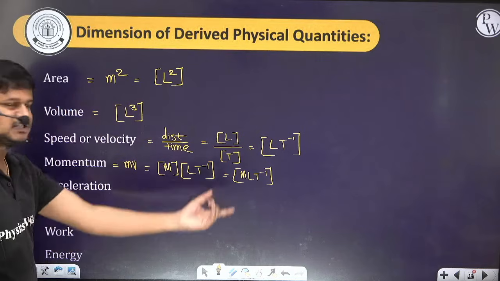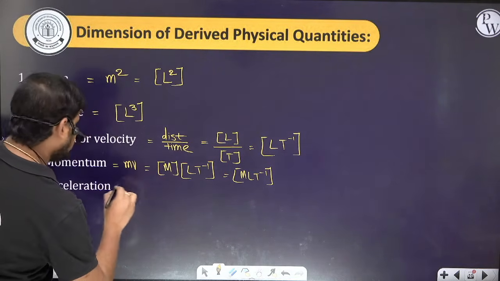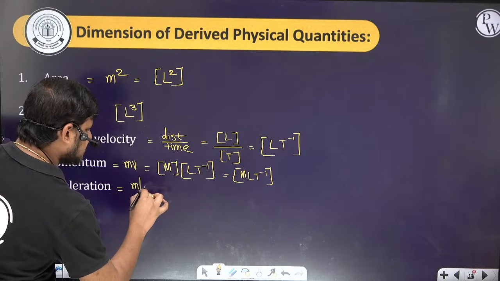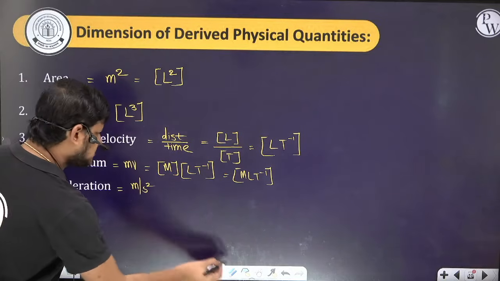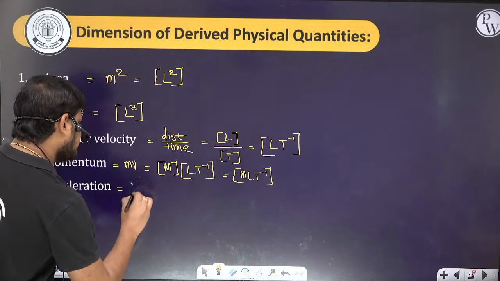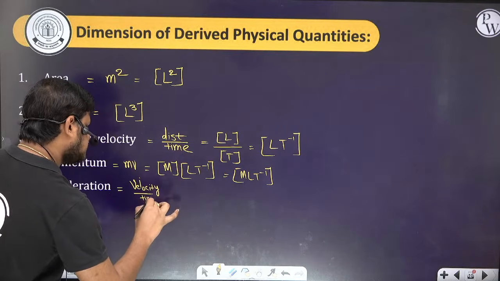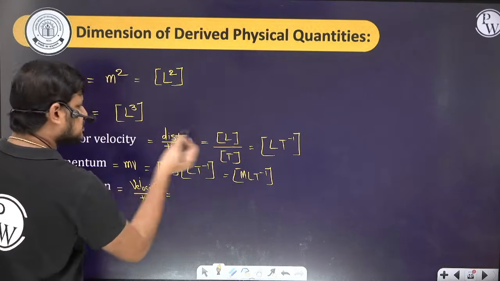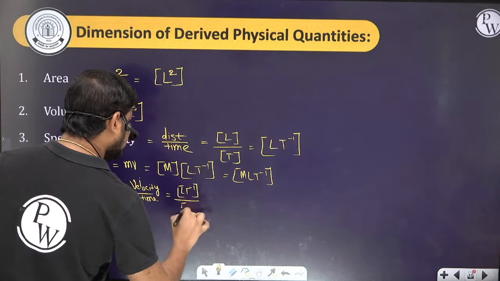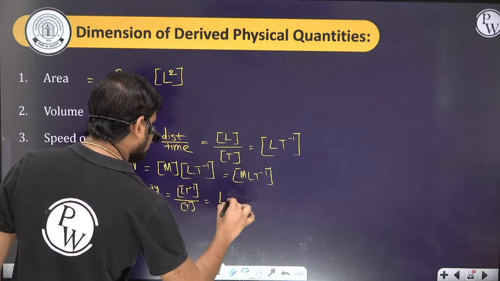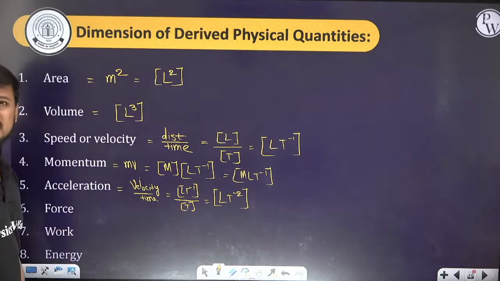Mass into velocity. Similarly, acceleration. Acceleration has units meter per second square. Yes or no? Or else you can write it like this: the change in velocity by time. You know the velocity formula. What is velocity? Just now we wrote L T to the power minus 1, divided by time, which is again T, so it comes out to be L T to the power minus 2.